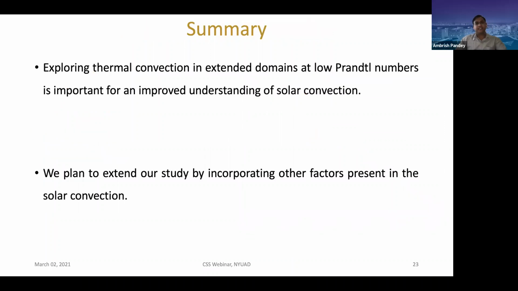Yeah, so that's it. To summarize, we have explored thermal convection in extended domains with special emphasis on low-Prandtl numbers to understand flows in the solar convection zone. Extended domains are important because the flows in these natural settings are horizontally extended. Our model is still too simple, so we want to extend it by incorporating other complexities, so that it becomes more realistic and we can get some insight into real solar convection flows.